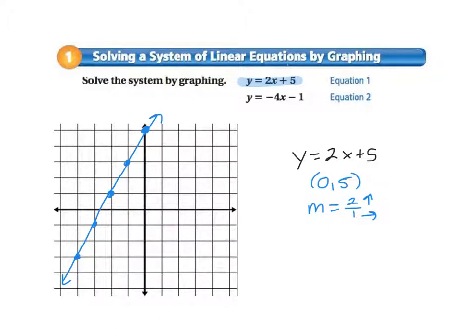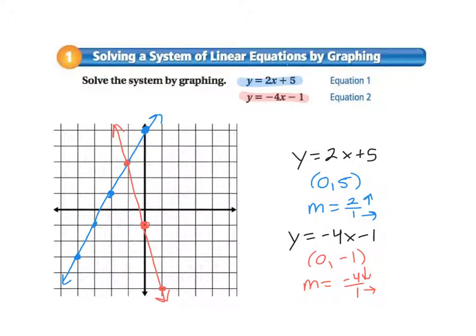Now let's graph the second equation. So we have y equals negative 4x minus 1. So this one has a y-intercept of (0, negative 1). So we're going to start right here. And the slope is negative 4 over 1. So that means I can go down 4, right 1. Or I can go backwards. I can go up 4, left 1. And then I'm going to connect my dots. So that red line is the graph of this second equation.